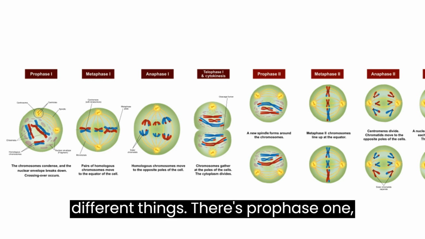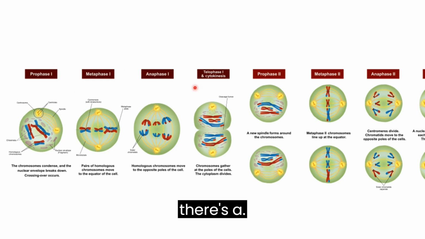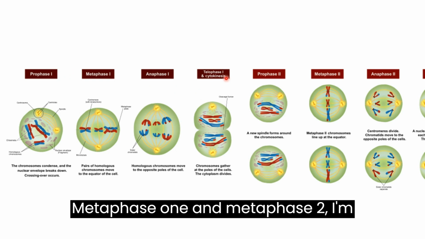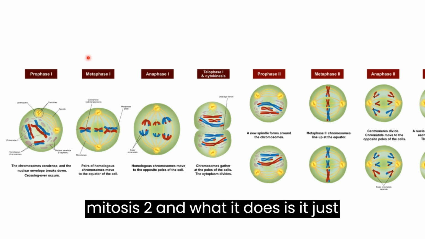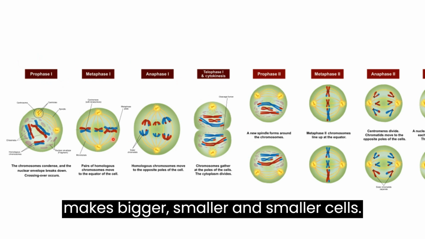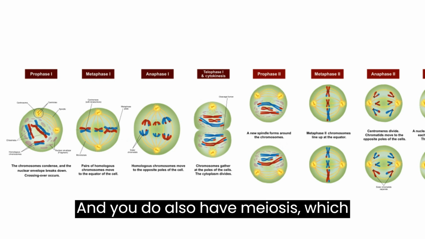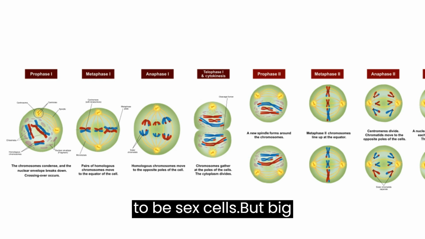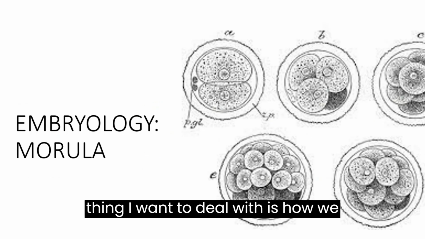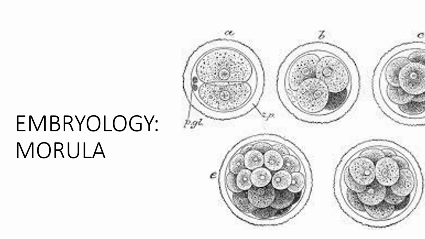Now there are different things. There's prophase 1, there's metaphase 1 and metaphase 2. I'm sorry, there's mitosis 1 and mitosis 2. And what it does is it just makes smaller and smaller cells. And you do also have meiosis, which is for cells that are eventually going to be sex cells. But the big thing I want to deal with is how we develop.